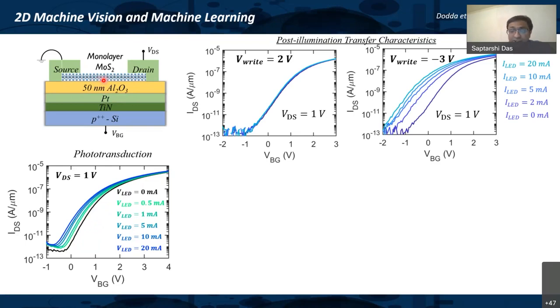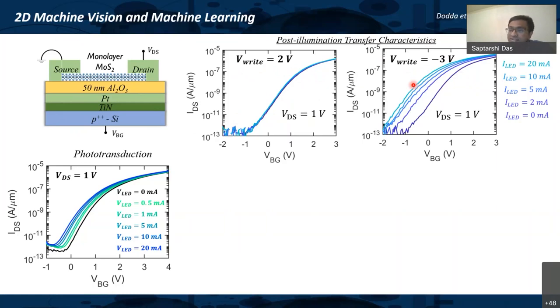the device. Now, depending upon where you are illuminating this particular device, you may or may not be able to store that information. For example, if we illuminate the device in the on state, you can see that after the illumination, if I measure the device, there is no change in the device characteristics. But if the device is illuminated in the off state, then I actually enable a lot of trap states, which can capture those holes, and that leads to a change in the threshold voltage of the device.